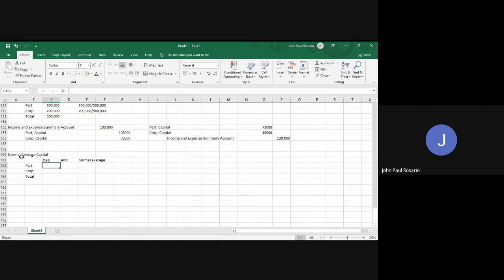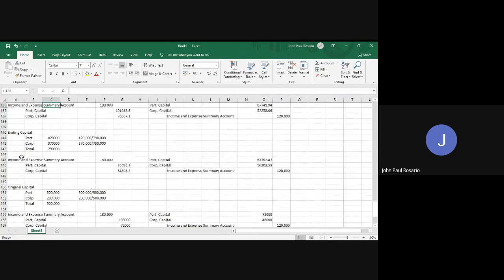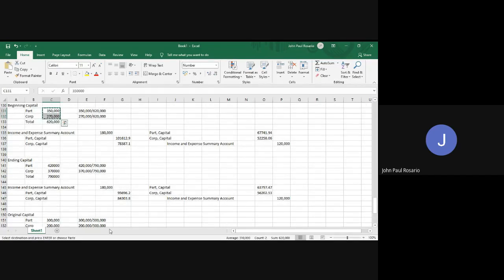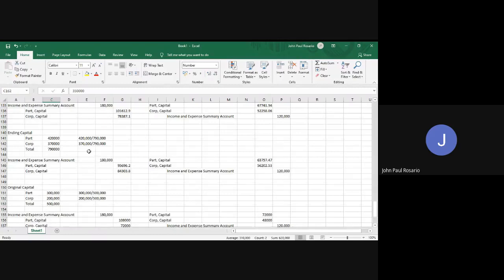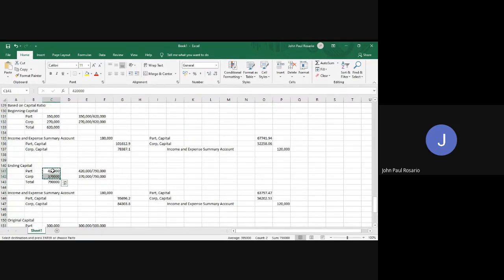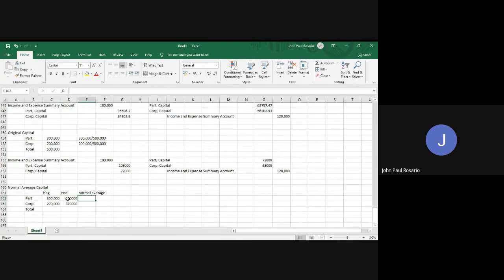So, for the beginning, the beginning of Part, how much is it? Yeah, this one, 350 or 270, Part and Corp. Their ending is 420 and 370. So, normal average, again, enclose it in parentheses, no? Beginning, add the ending, and then divide by 2. So, same with Corp. So, parenthesis, beginning plus ending, divide by 2. So, for Part, 350 plus 420, and then divide by 2. 385. Okay?